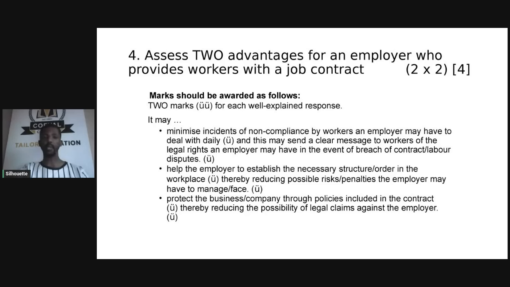It may minimize incidents of non-compliance by workers, and an employer may also have to deal with them daily. Then qualify it: this may send a clear message to workers of the legal rights of the employer in case of disputes. I'm not going to read through that; you can just pause the screen to see the breakdown. The first point helps the employee to establish, that's the first mark, and thereby reducing possible risk. That's the qualifier, the second mark. The third point is to protect the business. That's the first mark. And then the qualifier, thereby reducing the possibility of legal claims against the employer.